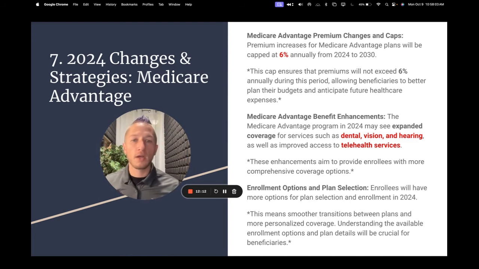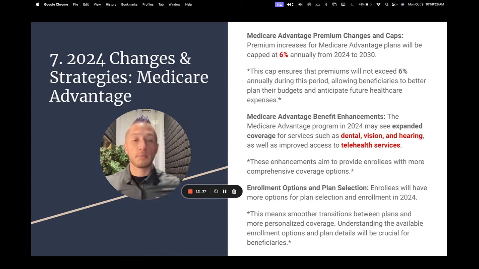Now, Medicare Advantage benefits are going to have some extra enhancements. In 2024, they're going to extend some additional coverages in the area of dental, vision, and hearing, and they're going to provide some better telehealth services to individuals as well. Their goal is to provide enrollees with more comprehensive coverage options, because the goal is to get more people on Medicare Advantage plans, at least is what it seems based on my research and findings.